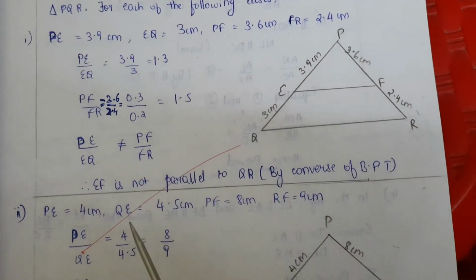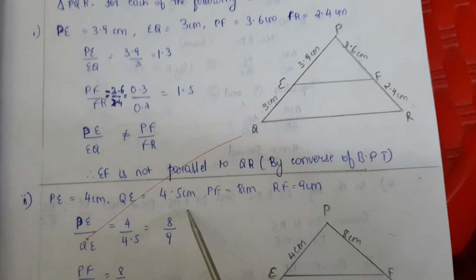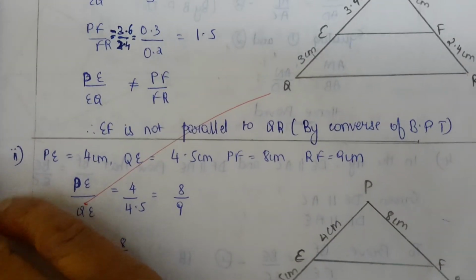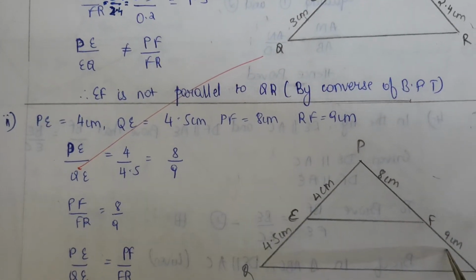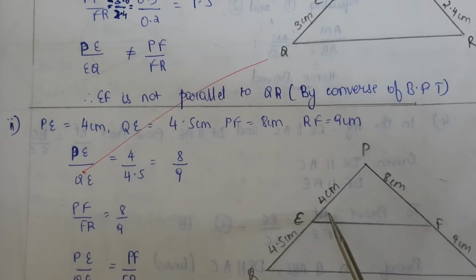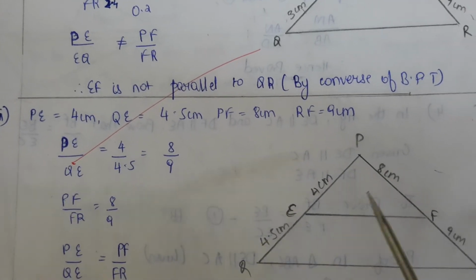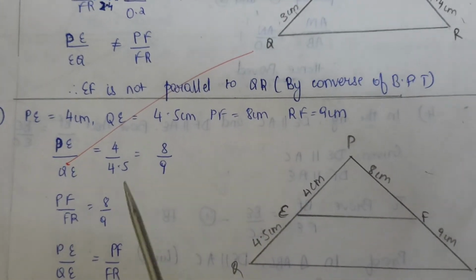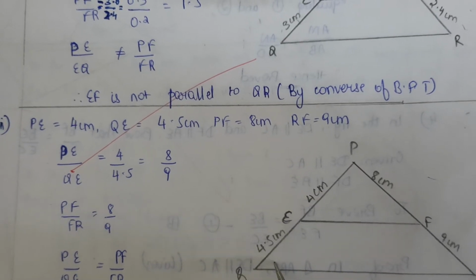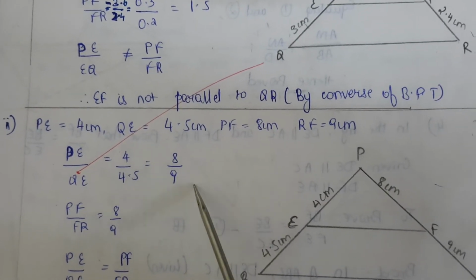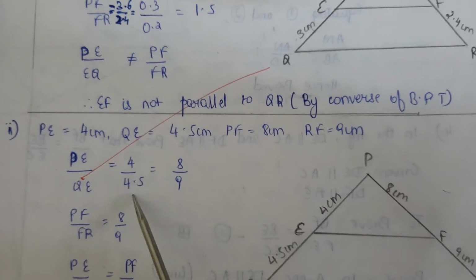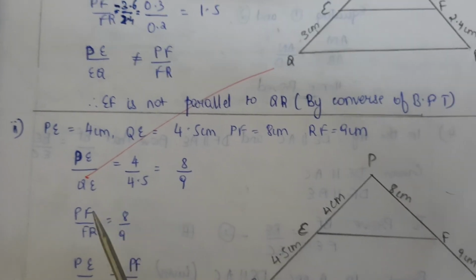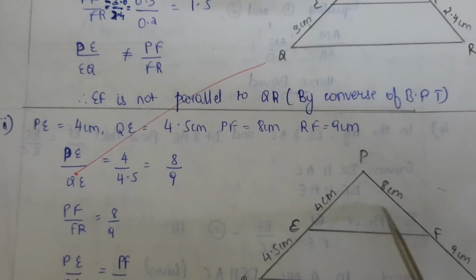So next question is, PE is 4 centimeter, QE is 4.5 centimeter and RF is equal to 9 centimeter. So when I take the triangle, now PQR, same way PE is given, EQ is given, here PF, FR. So now PE is 4 and this is 4.5. So 4 by 4.5 is 8 by 9. Same way you have to change this decimal place into a whole number by multiplying by 10 in the numerator and the denominator. We get 8 by 9. Then again PF by FR, it is already 8 by 9.